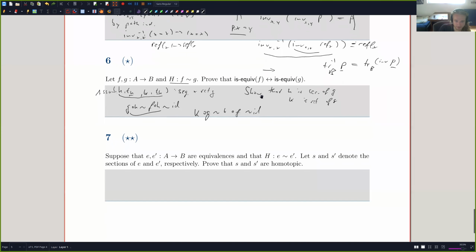Okay, and going the other way, you can of course prove the same thing by the same argument, or you can show that this gives us a homotopy H inverse from G to F, and then apply what we just proved.